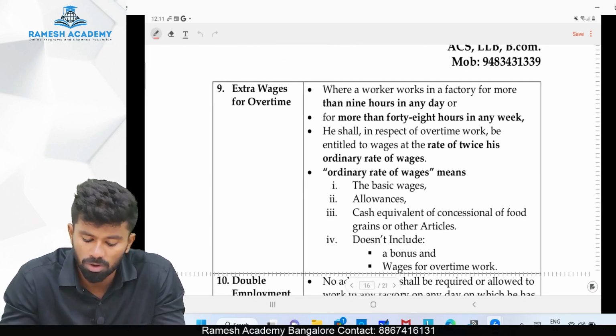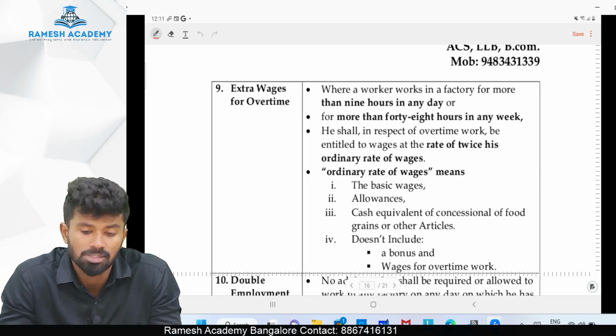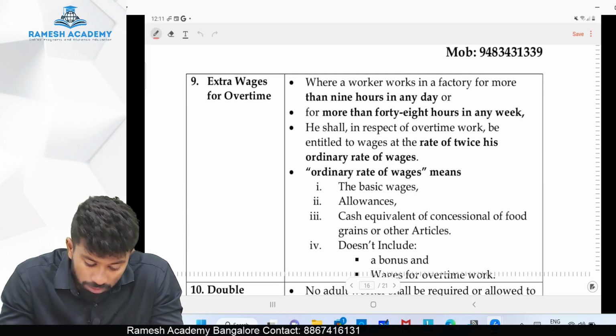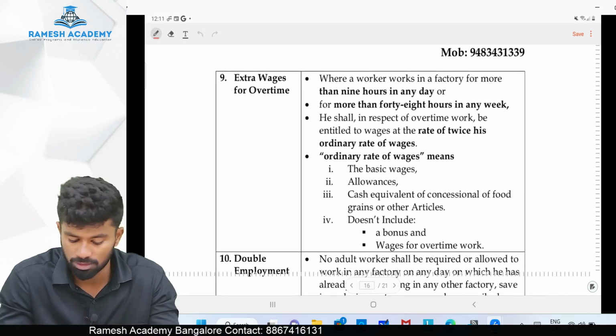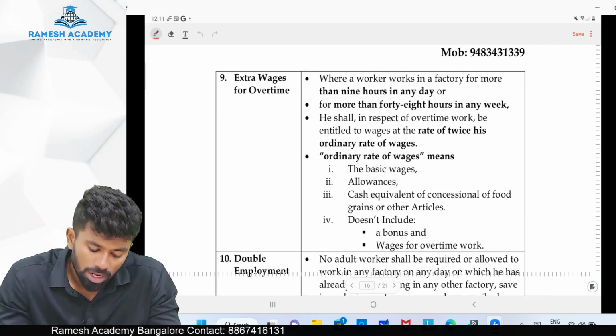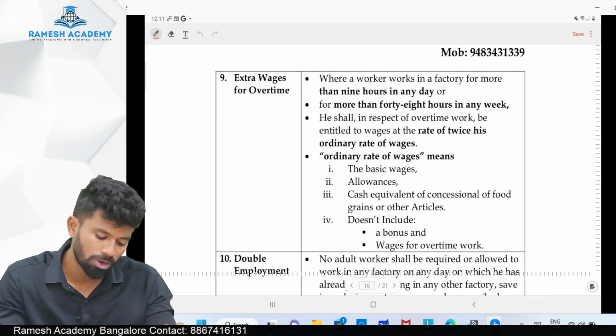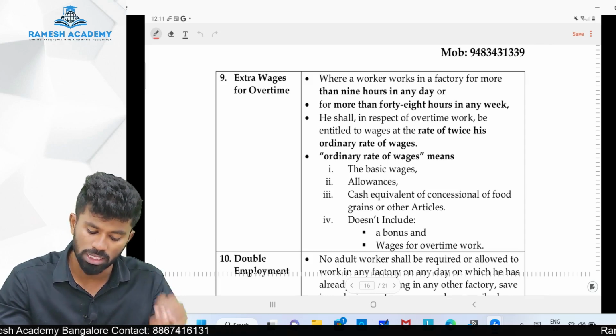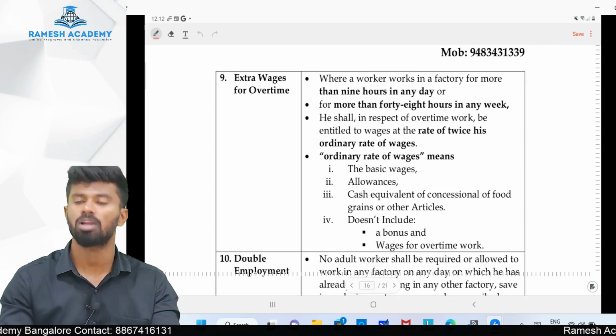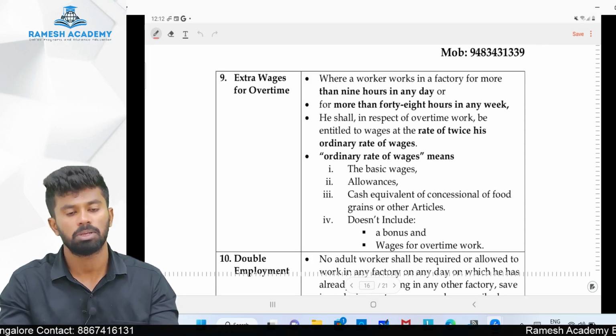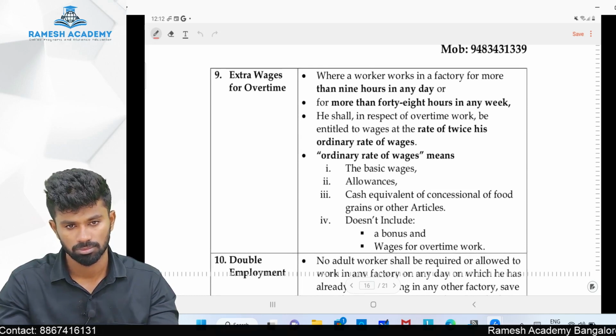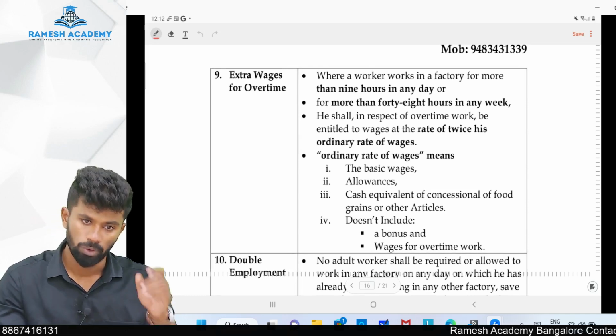Where a worker works in a factory for more than 9 hours in a day or for more than 48 hours in a week, he shall, in respect of overtime work, be entitled to wages at the rate of twice his ordinary rate of wages, double payment.